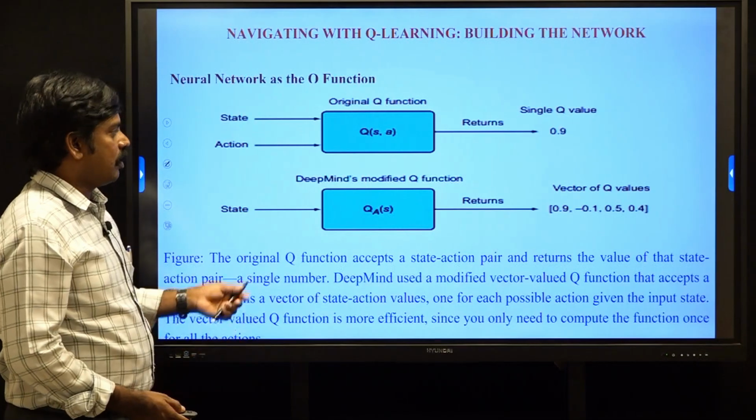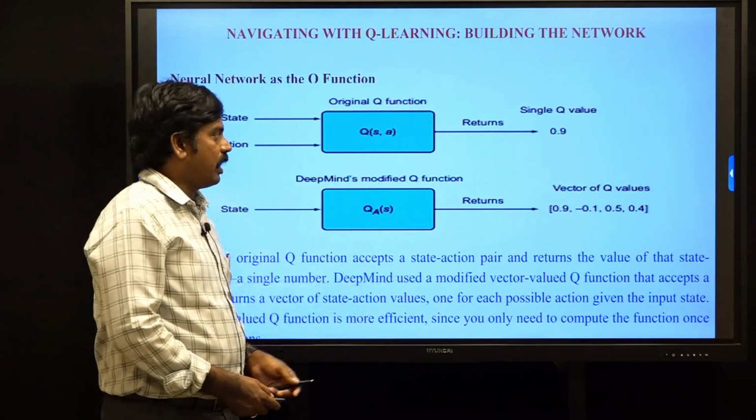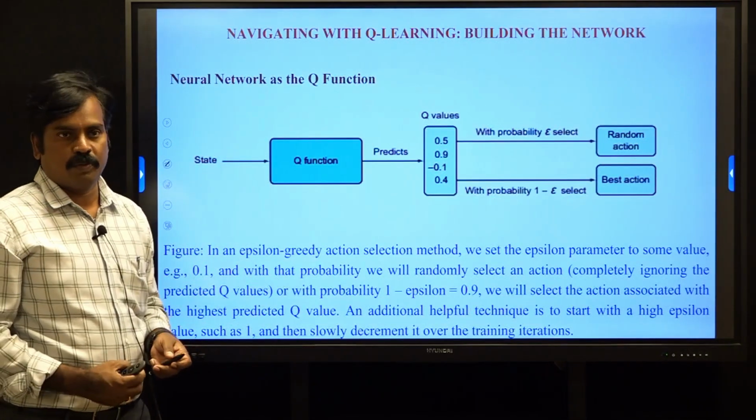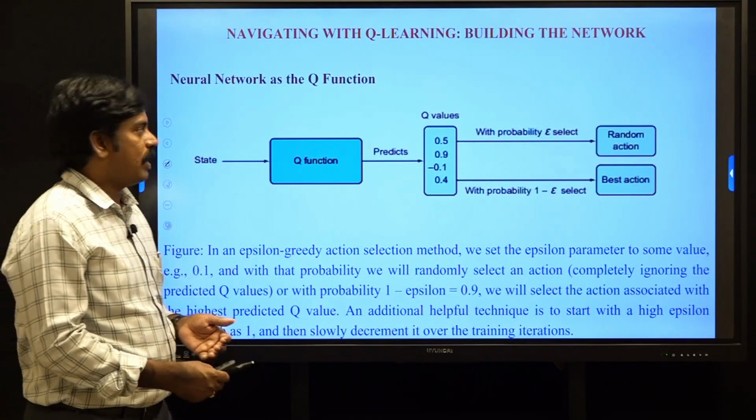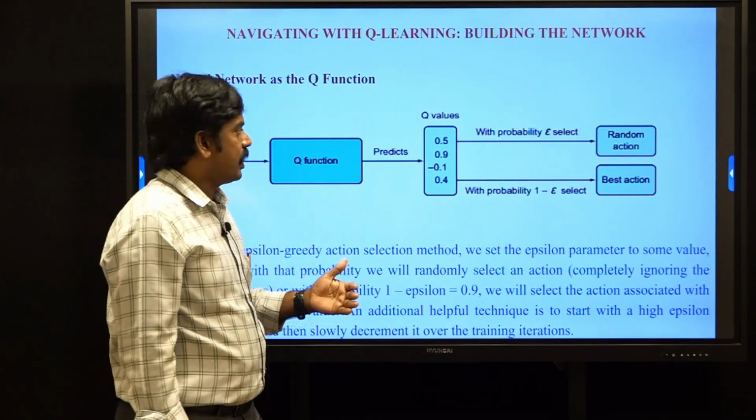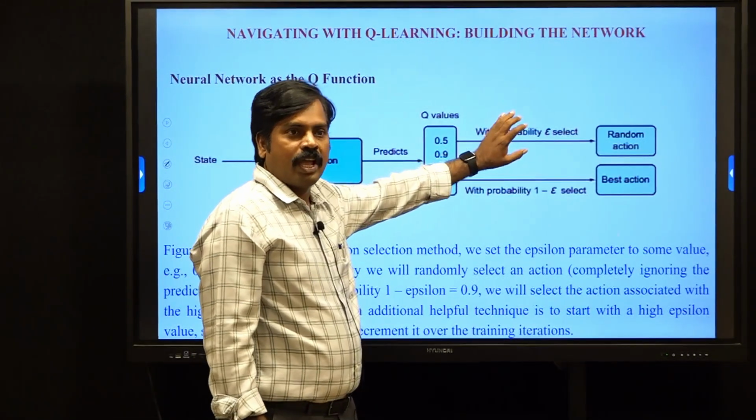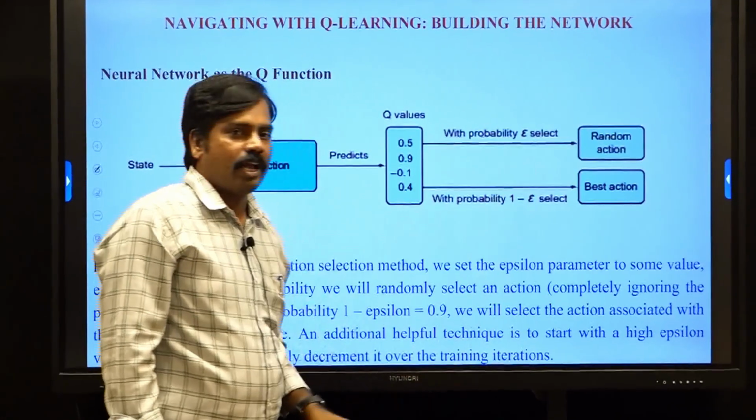After that, it returns all possible Q values of all possible actions. We need to find the best Q value. How do we find the best Q value? We apply different methods. In this example, we apply the epsilon, 1 minus epsilon greedy approach.